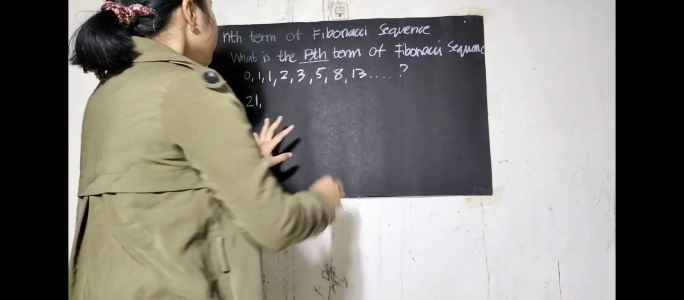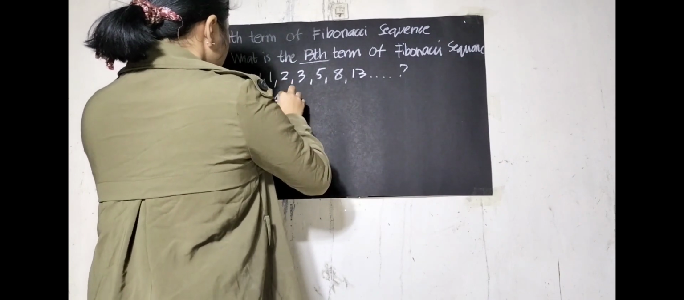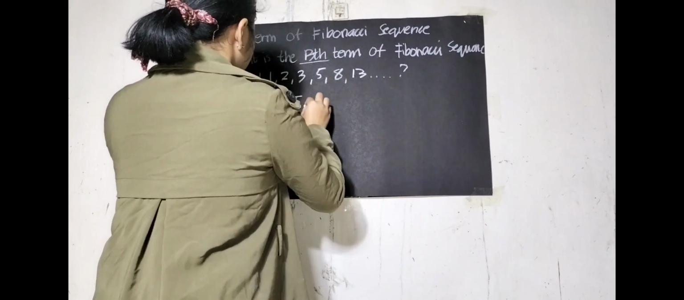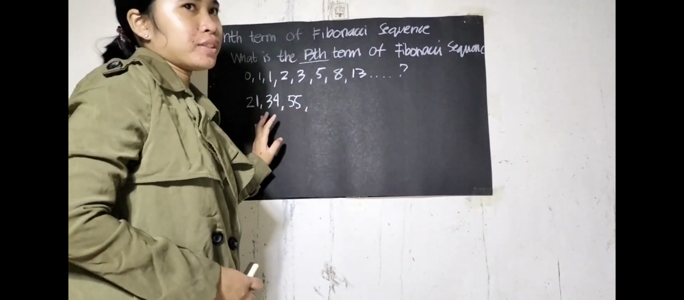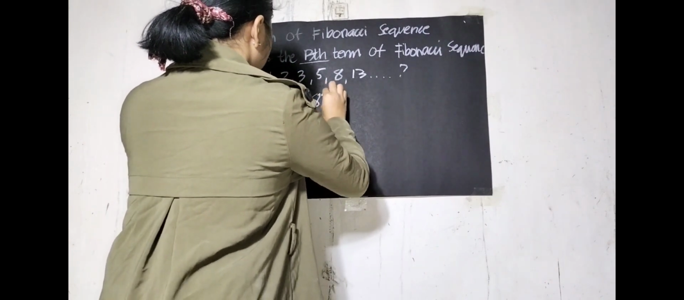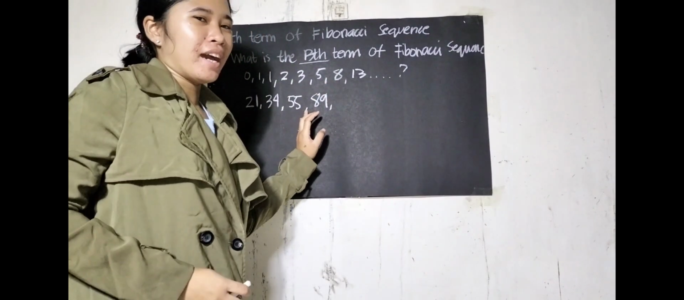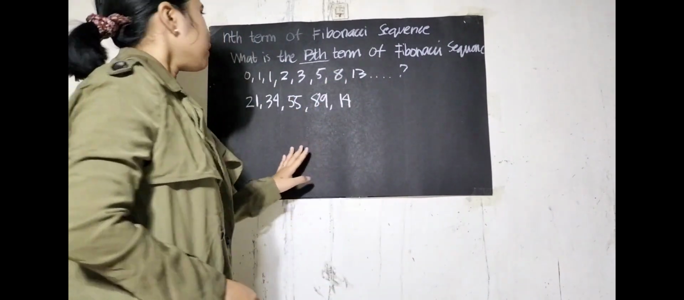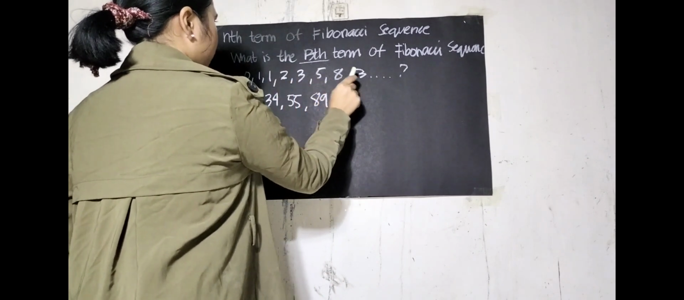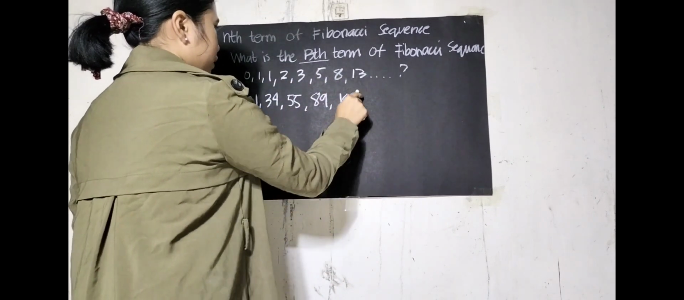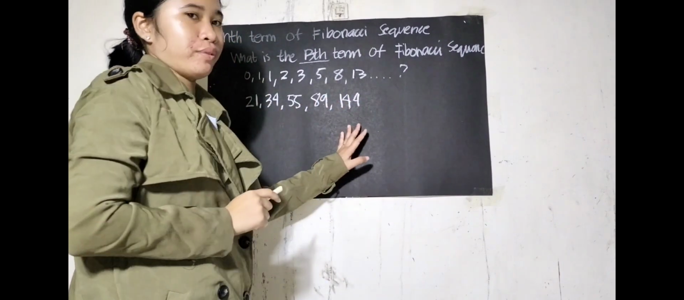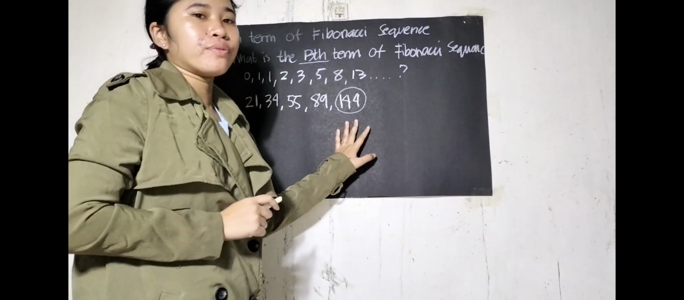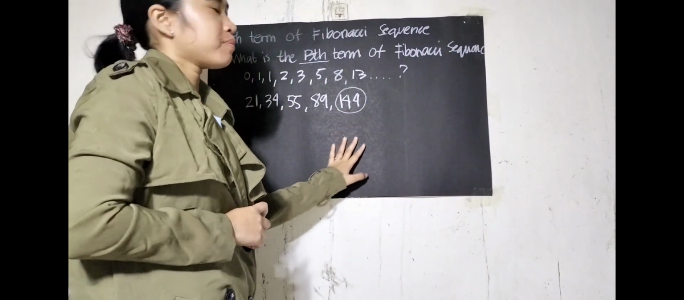21 plus 13 is 34. 34 plus 21 is 55. 55 plus 34 is 89, and 89 plus 55 is 144. So let us count. 1, 2, 3, 4, 5, 6, 7, 8, 9, 10, 11, 12, 13. Therefore, 144 is the 13th term.